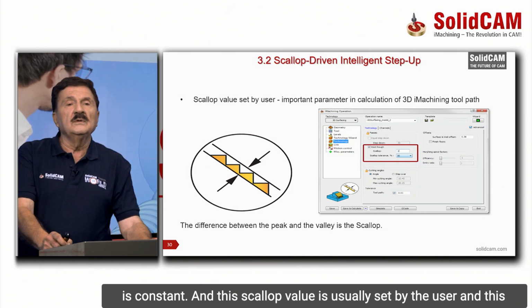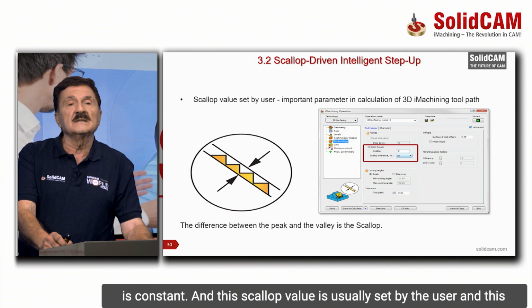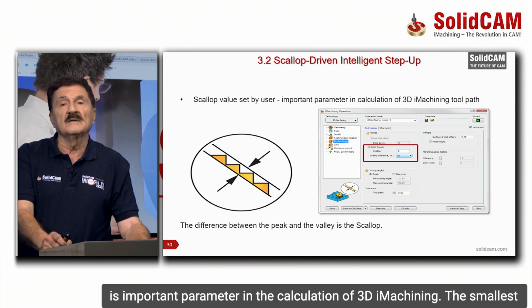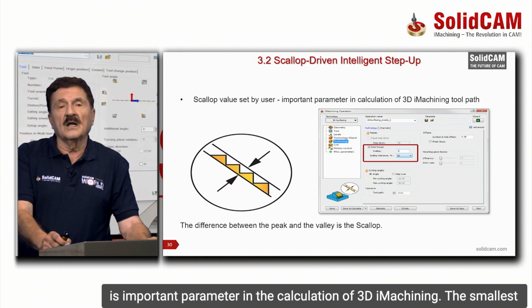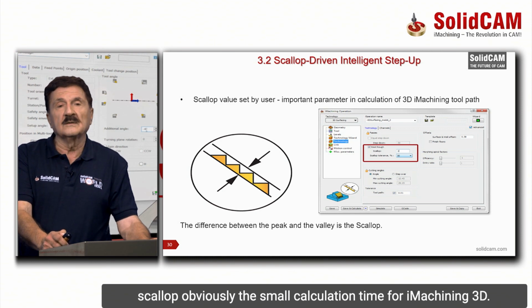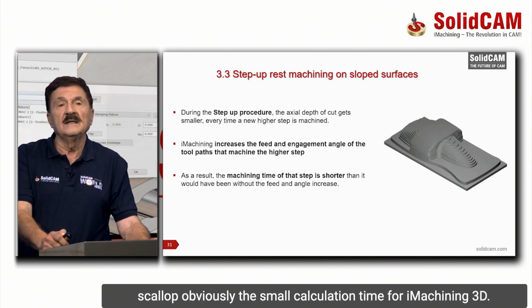And this scallop value is usually set by the user, and this is an important parameter in the calculation of 3D iMachining. The smaller the scallop, obviously, the more calculation time for iMachining 3D.